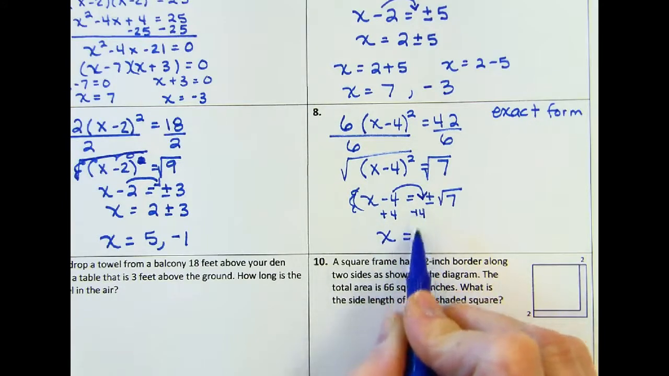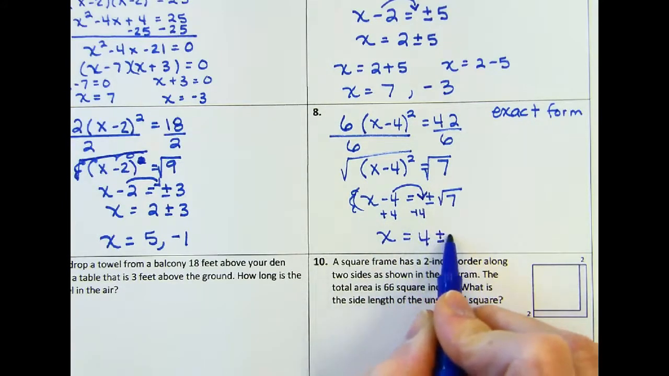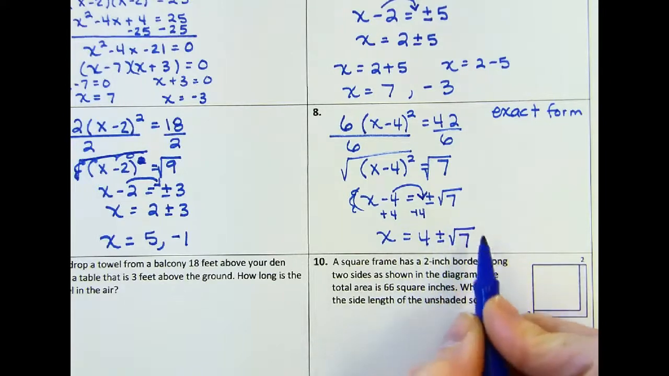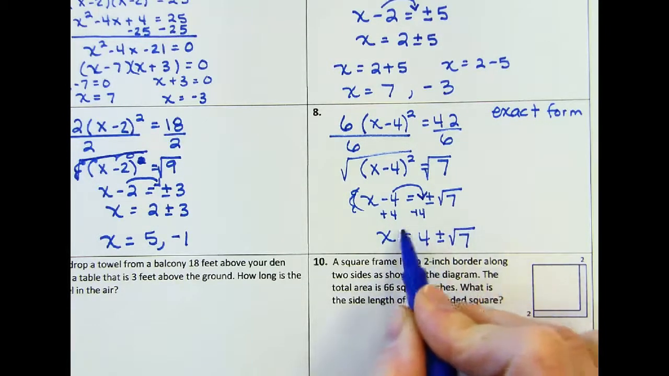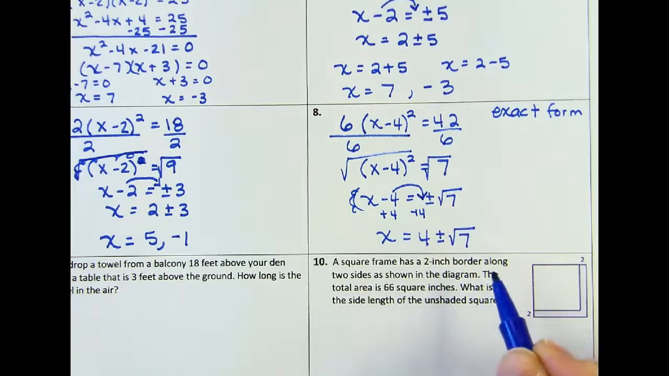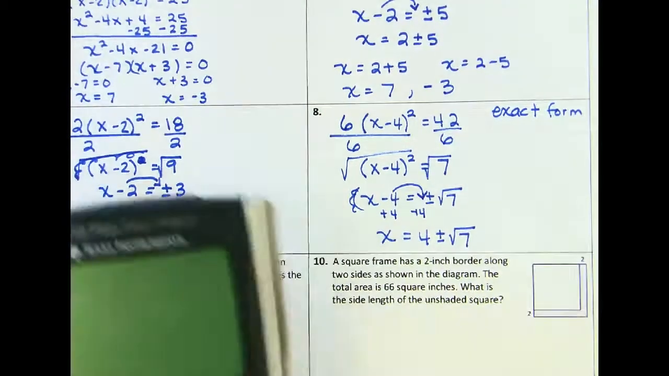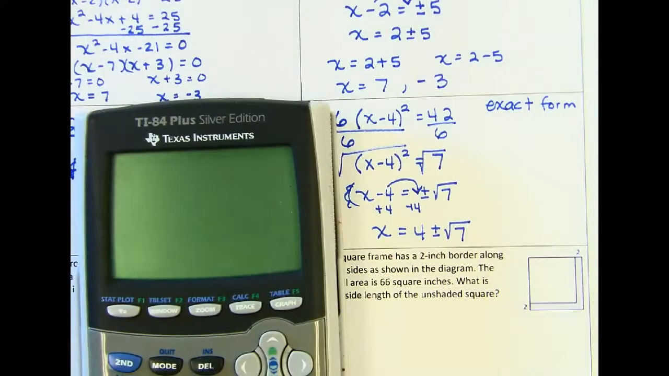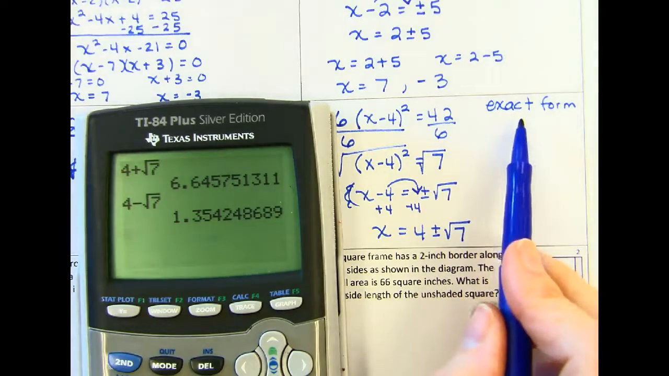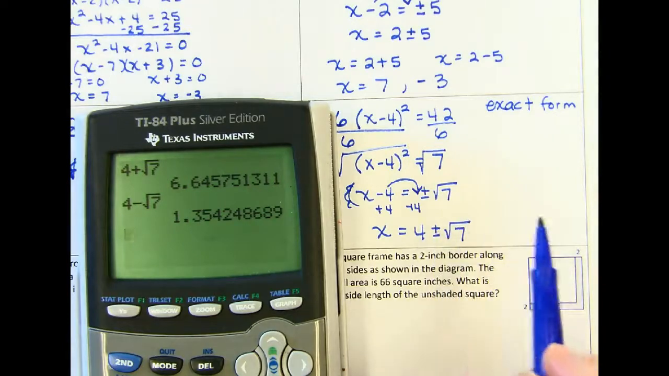So x equals a positive 4 plus or minus square root 7. So since we're going to leave it in exact form, we just leave it like that. Now, if it did say to use decimals, you would simply do this. You would say 4 plus the square root of 7. That's your first answer. And then you would simply say 4 minus the square root of 7, and that would be your answer. But I did say exact form, so we can just leave it there.